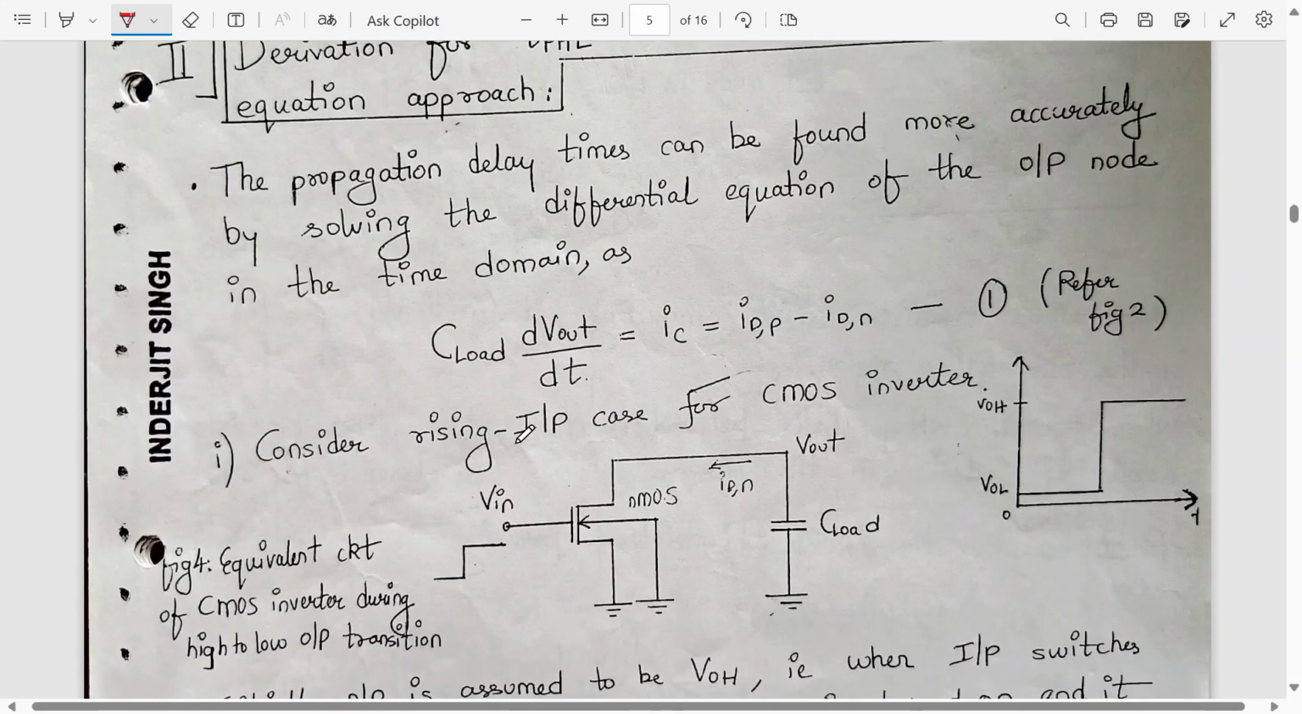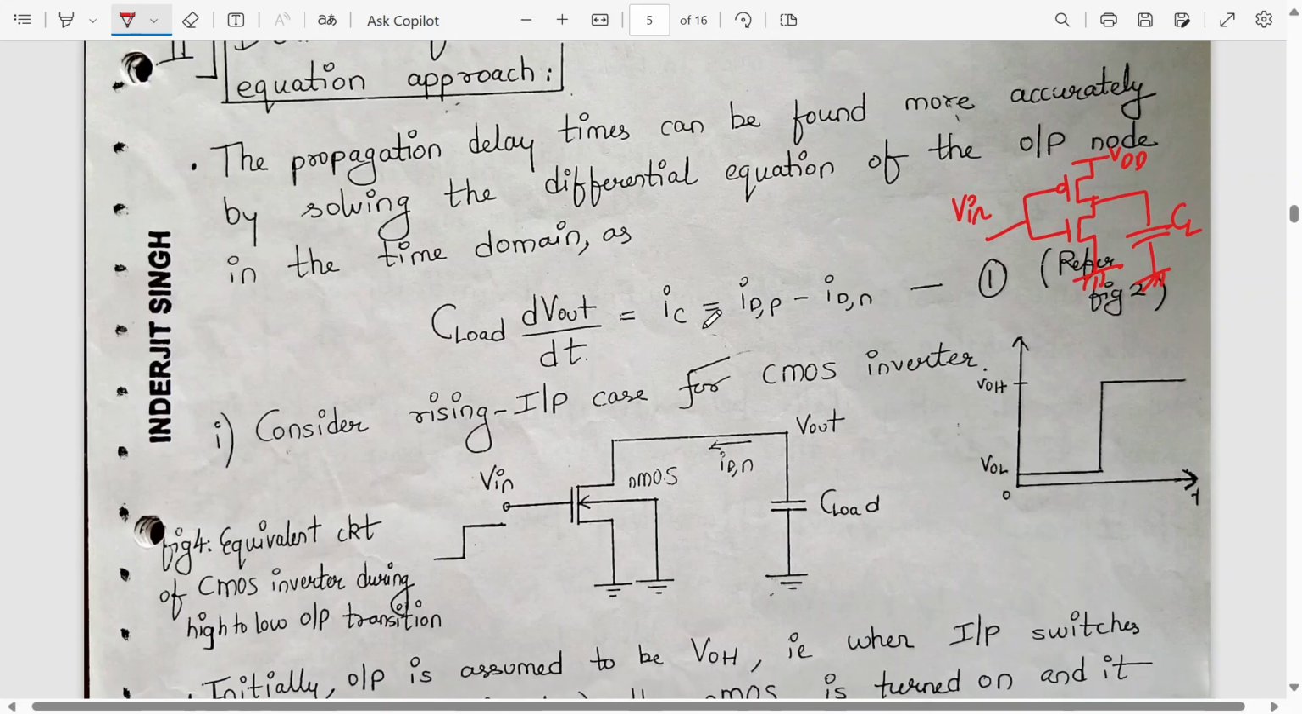So I am not drawing it again and again. I am drawing it for one last time over here. So we have a CMOS inverter whose output is driven by a capacitive load CL. It is a lumped capacitance. The propagation delay time can be found more accurately by solving the differential equation at the output node in the time domain.